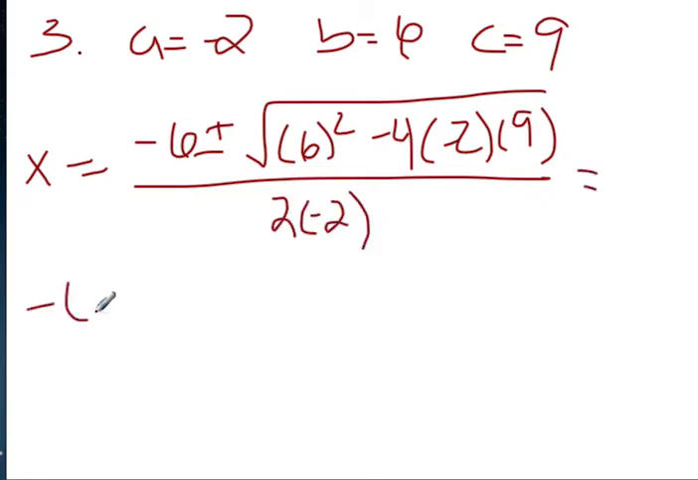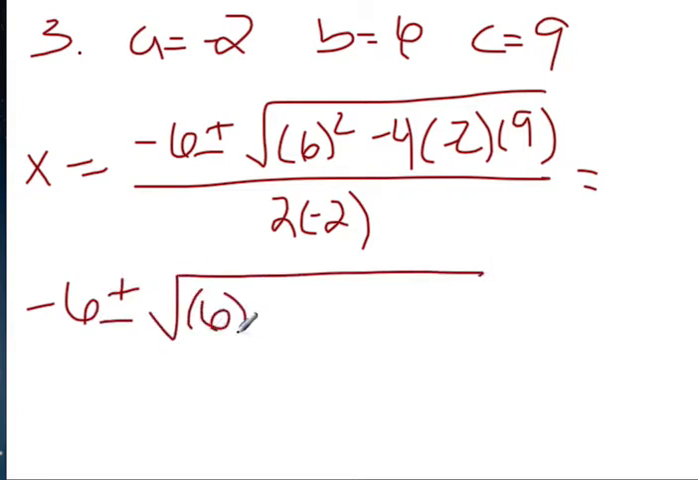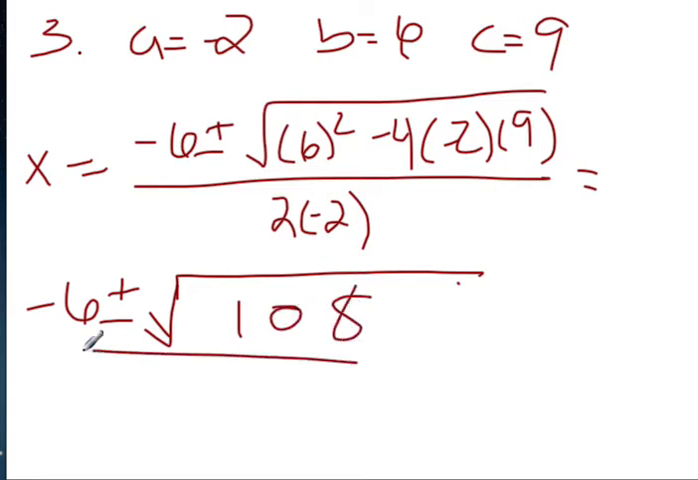So then I end up getting negative 6 plus or minus the square root of 6 squared minus 4 times negative 2 times 9. Let's go ahead and calculate what's underneath that radical. So that's what I'm going to put in my calculator: 6 squared minus 4 times negative 2 times 9. Now when you put that in your calculator, you get the square root of 108.